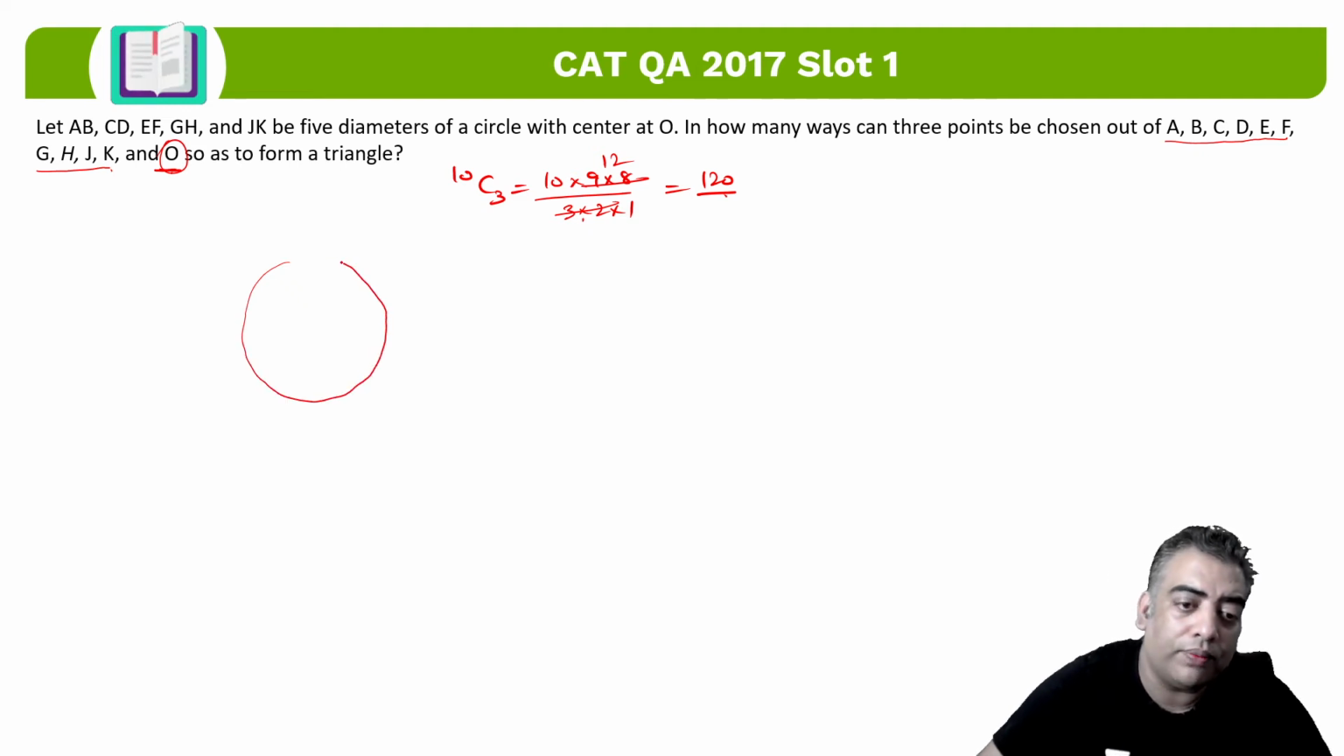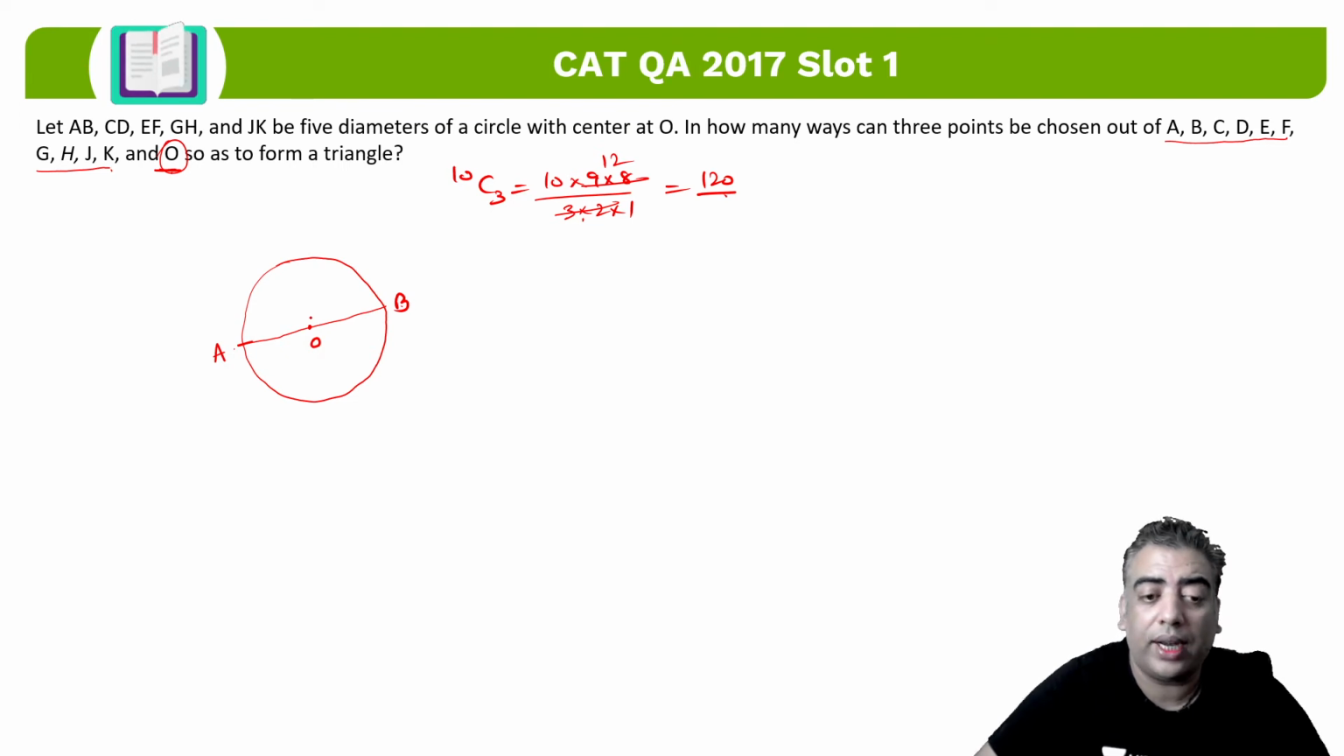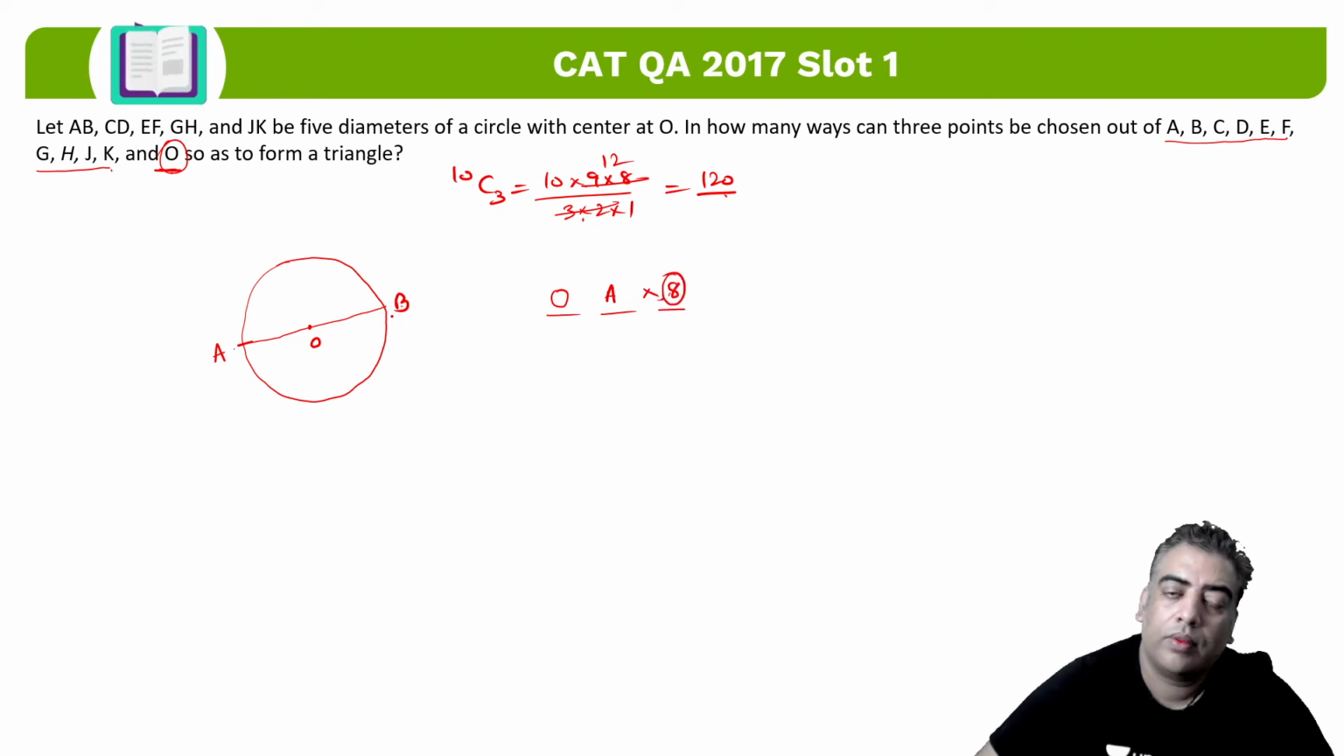the center of the circle to be one of the vertices of the triangle, if you consider one of the points A, then you will not consider point B, because if you consider A and B along with O, it will just be a straight line and not a triangle, right? So we just need to select 3 points. If one of the points is O, and another point is A, can I say the third point can be chosen in a total of 8 ways, right?